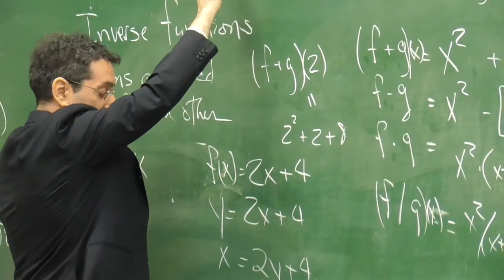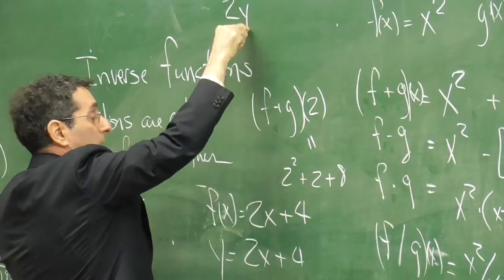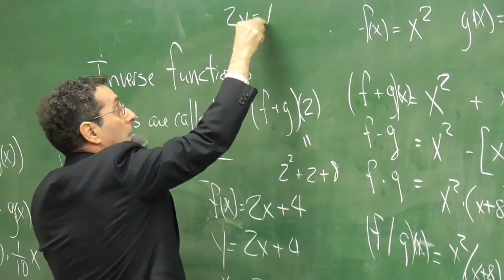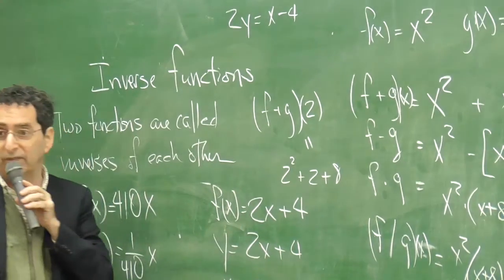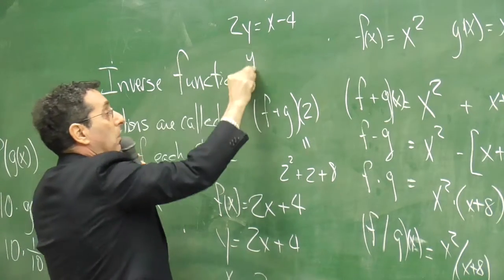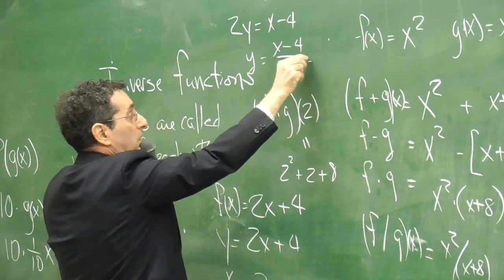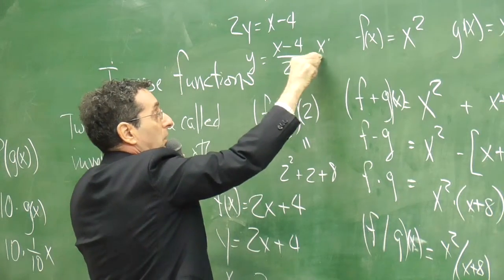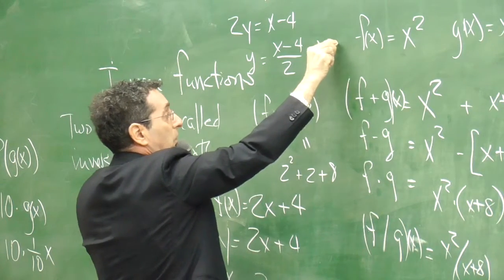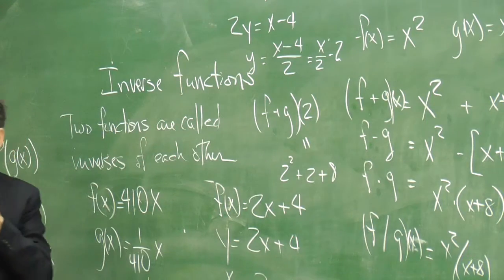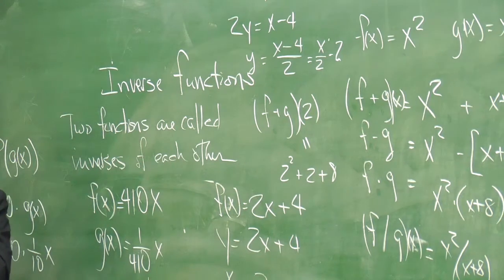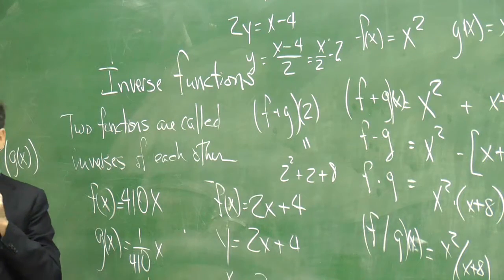You get 2y equals x minus 4, right? Then divide by 2. y equals x minus 4 over 2, which I guess we could rewrite as x over 2 minus 2. Okay, that's going to work, actually. And we'll check it, but it will work. Okay? That's a trick. Now just let me point out something about this trick.